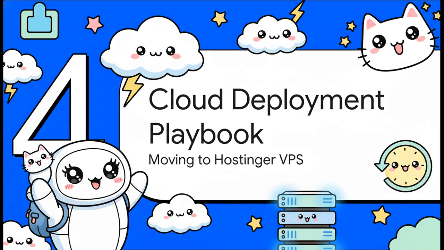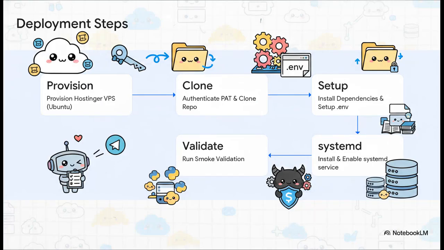And that brings us perfectly to step 4, the cloud deployment playbook. The bot is finally GitHub ready, and it is time to move it into a persistent 24/7 environment. Let's see how this builds into an exact 5-step game plan. First up, you provision a fresh Ubuntu VPS on Hostinger. It's cost-effective, and it's an absolute industry standard.